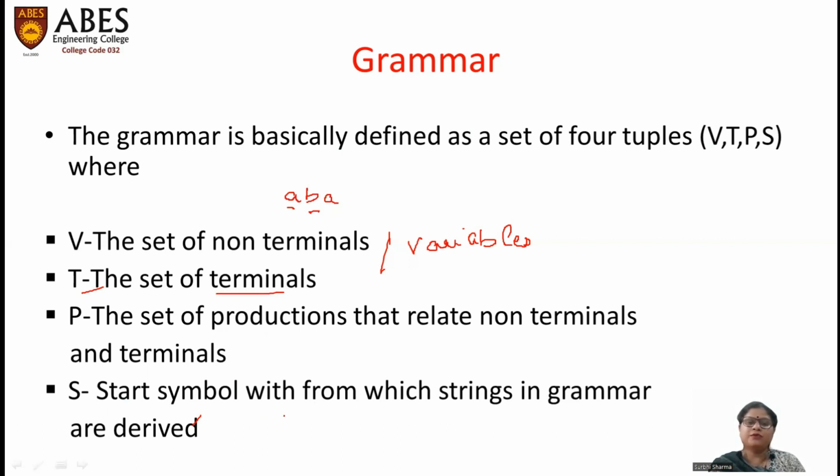So whenever we have to derive a string, we have to start with the starting symbol, and usually we denote it with the capital S, right? So whenever we see this symbol capital S, we should know that it is a starting symbol. Or if there is some special requirement, then it will be mentioned in the grammar itself, right? So with the help of these four tuples V, T, P, S, we will be defining the grammar.